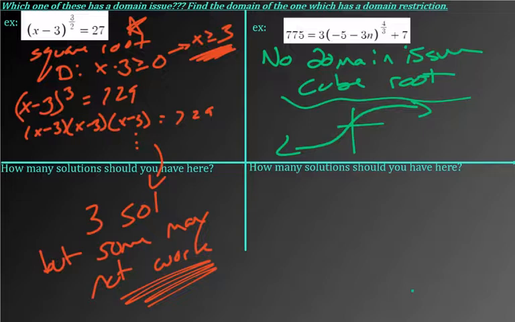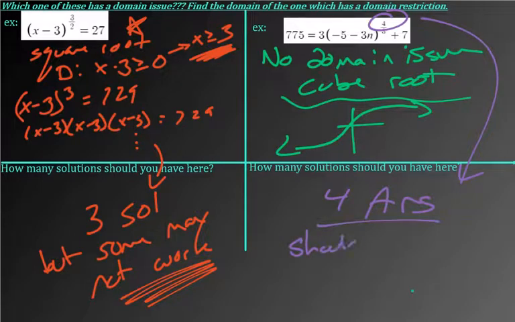This one, because there's a 4 there, means that you should get 4 answers. And they should all work. You can always check them, right? Because it doesn't hurt to check things. But I just wanted to talk here about which ones you need to be more careful about. And you would need to be more careful about these ones than these ones.